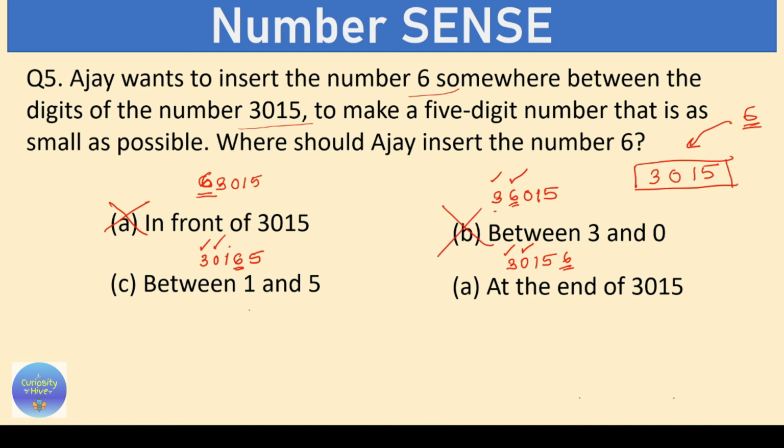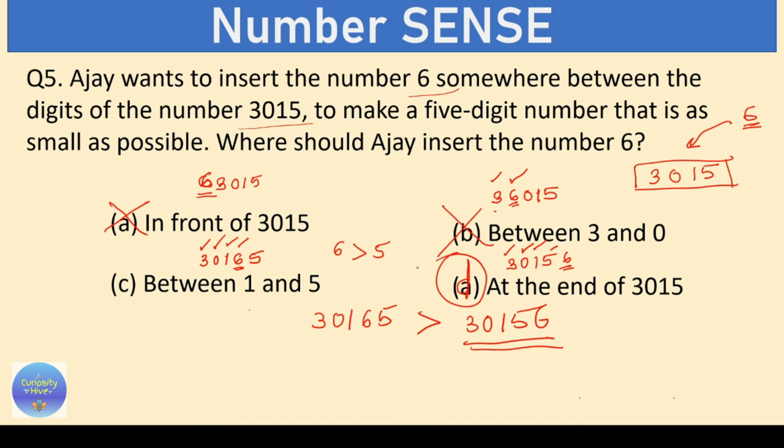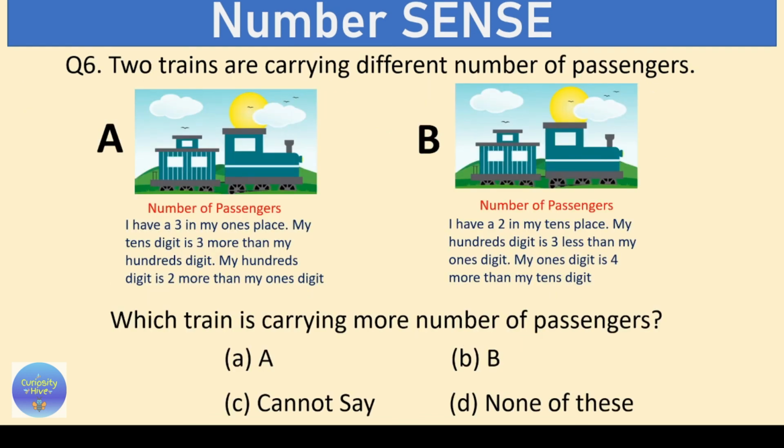Coming back, then it is 1 in hundreds place, 1 in hundreds place. Then it is 6 in tens place and 5 here. So 6 is greater than 5. That is why this number 30165 is greater than 30156. So this is the smallest number. Hence our option D is the smallest. Let's look at our next question.